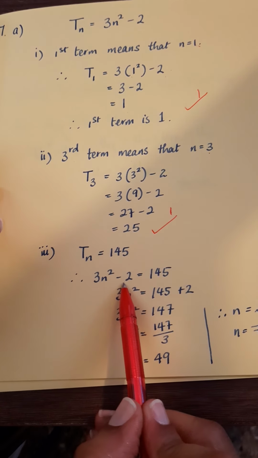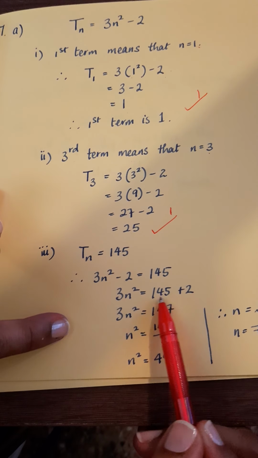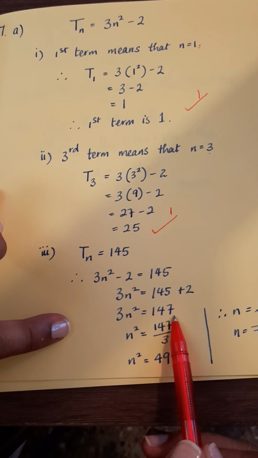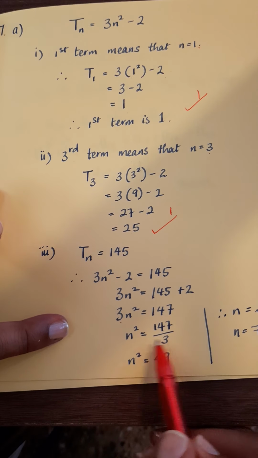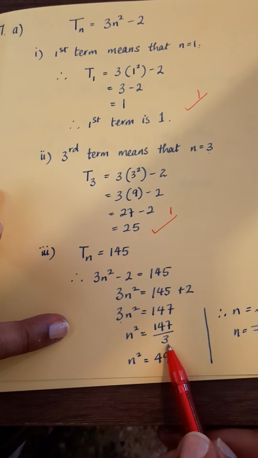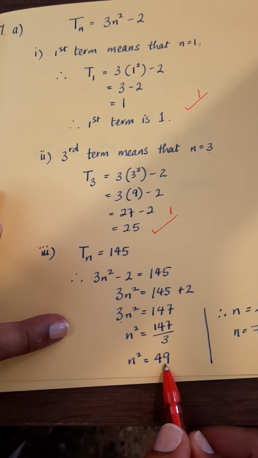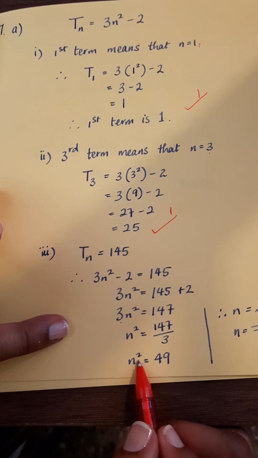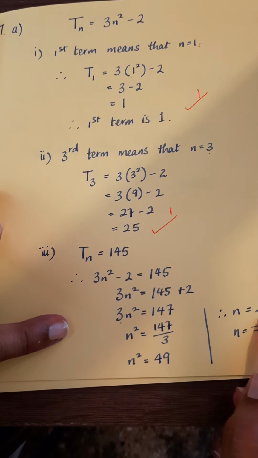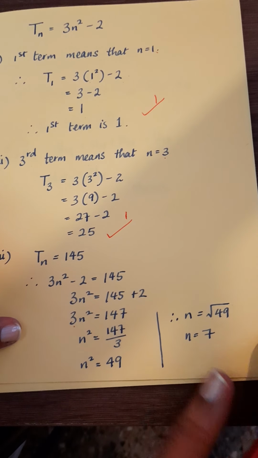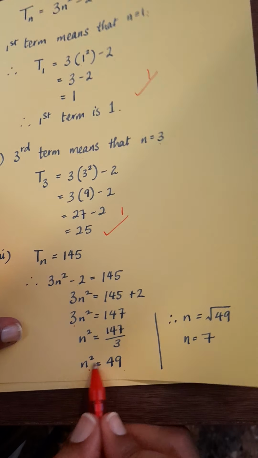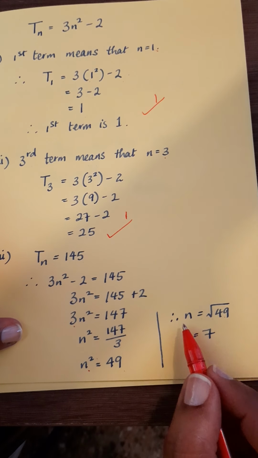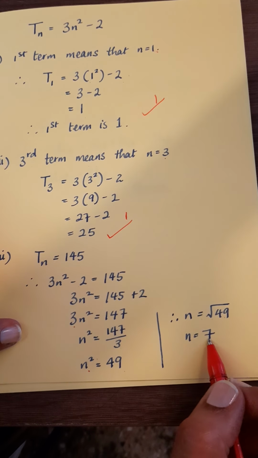The opposite of subtraction is addition. So I get 3n squared is 147. The opposite of multiplication is division. So n squared is 147 divided by 3, which is 49. The opposite of squaring is a square root. The square root of 49 is 7.